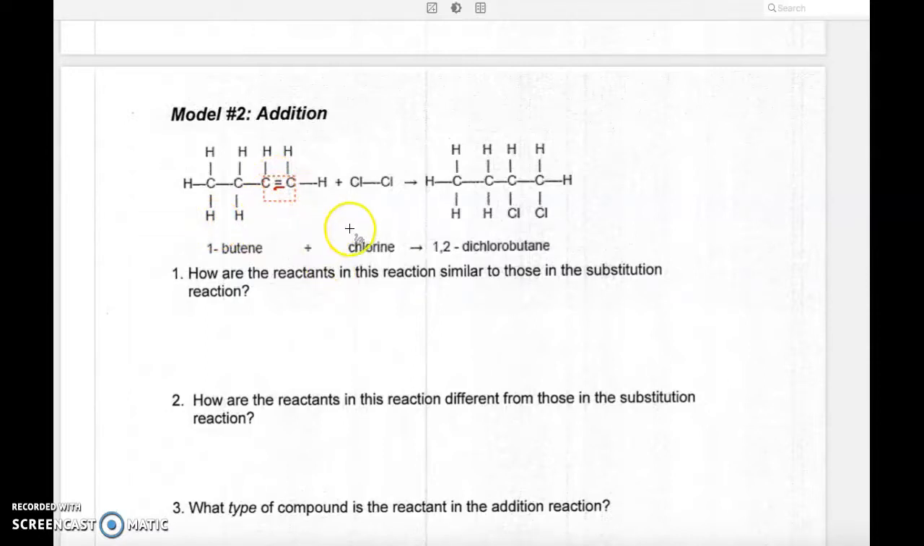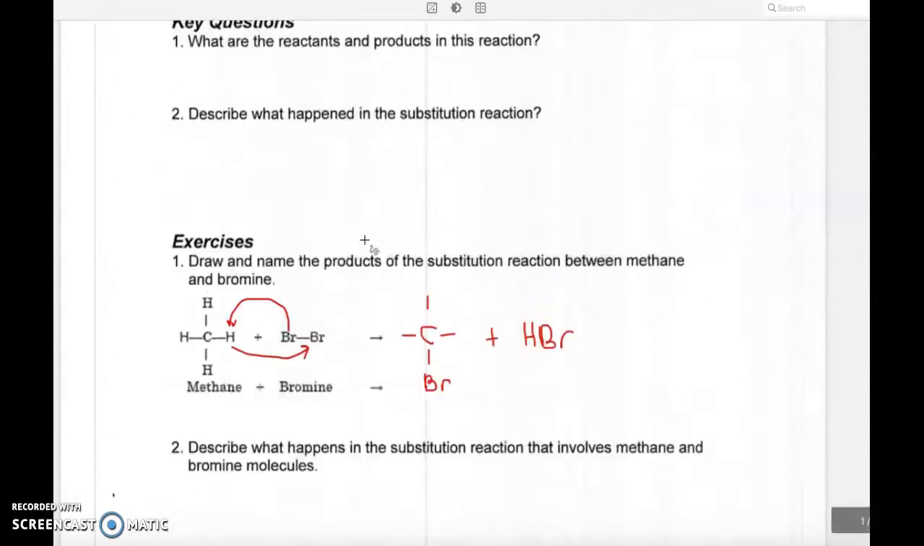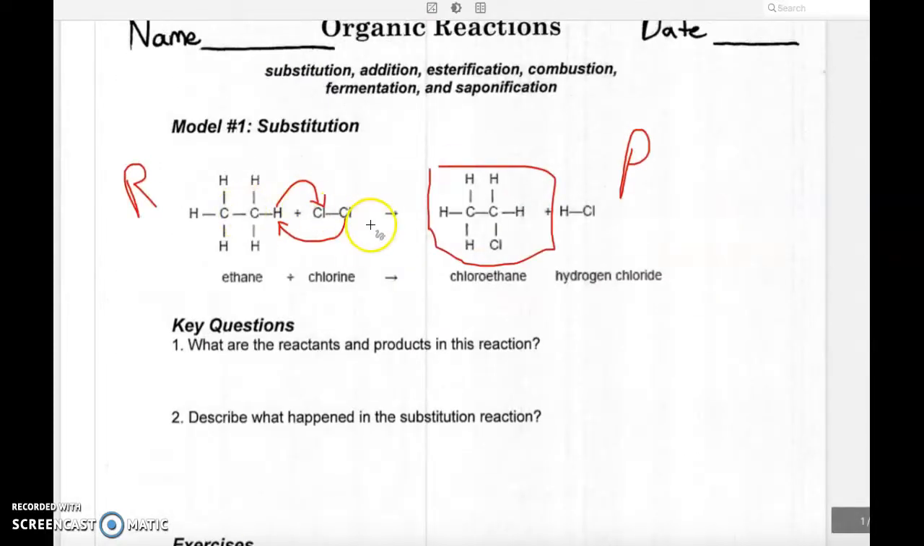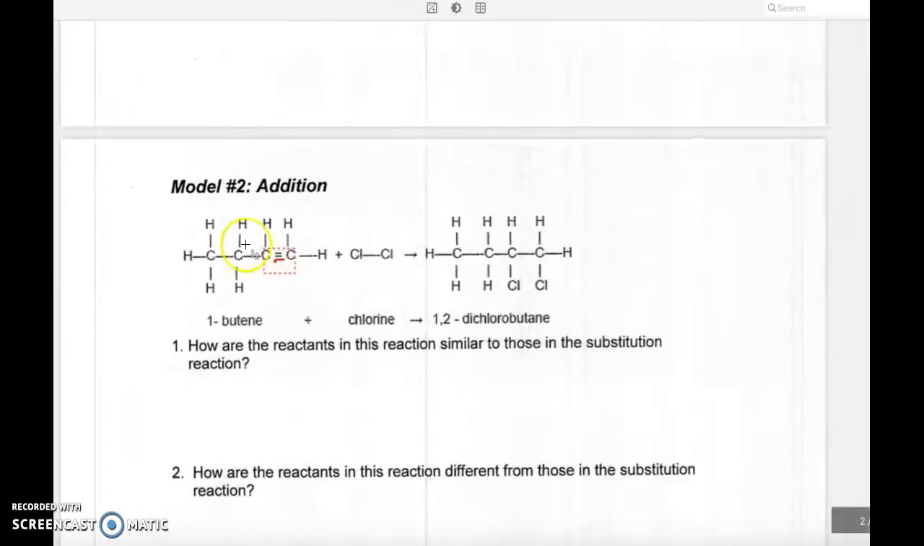Now, that's the only way they're similar. The only reason that they're different is because over on the substitution reaction, we had an ethane, so we're dealing with an alkane. With an addition reaction, we're dealing with usually something with multiple bonds, so it's an alkene or alkyne.